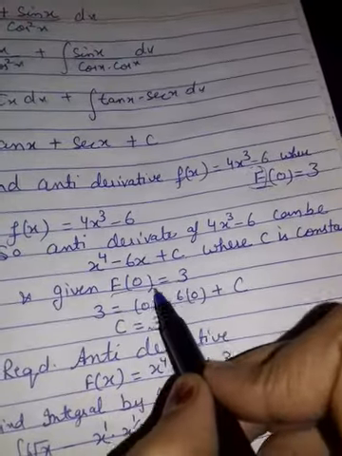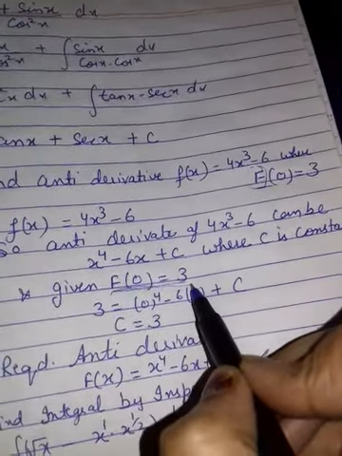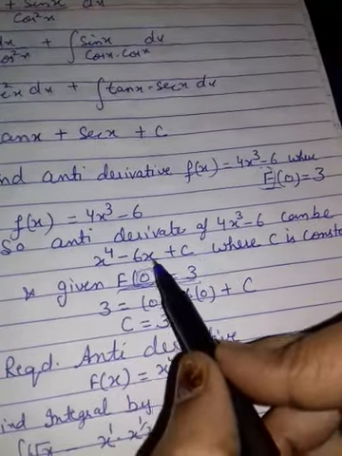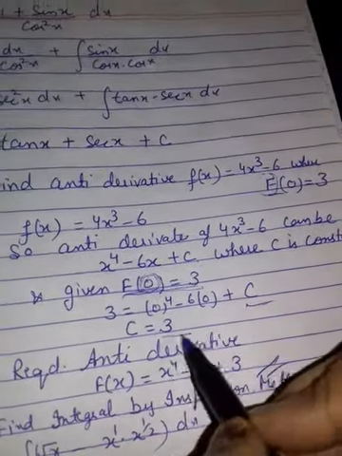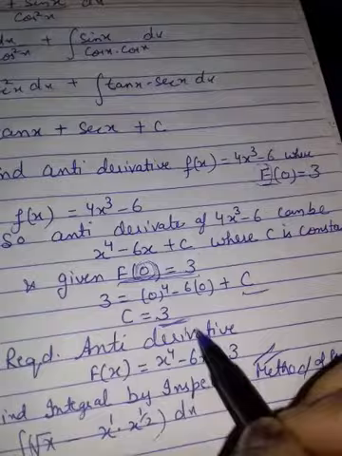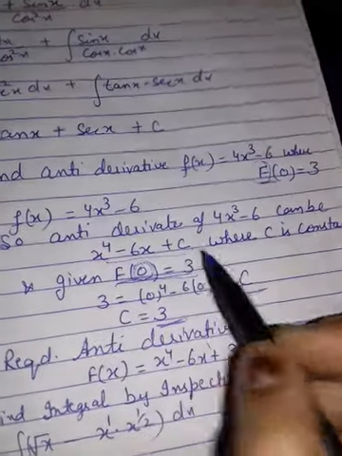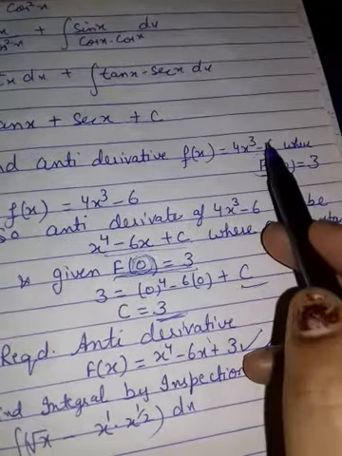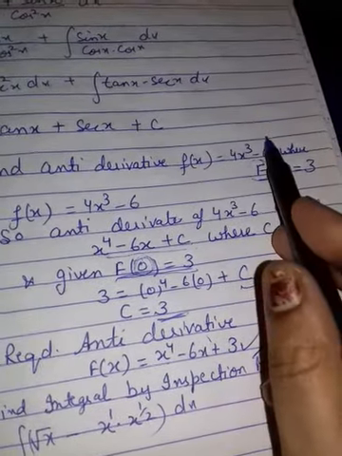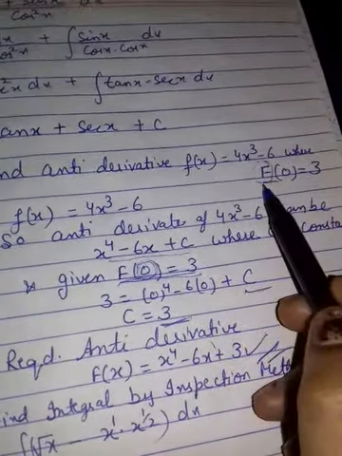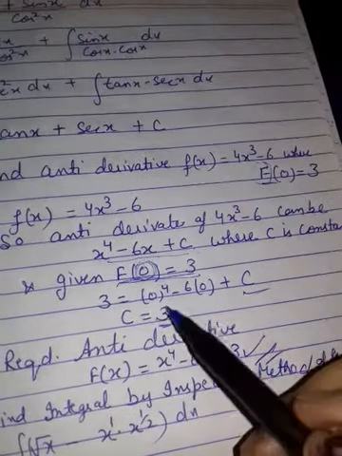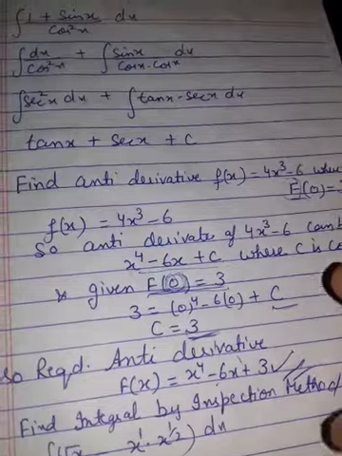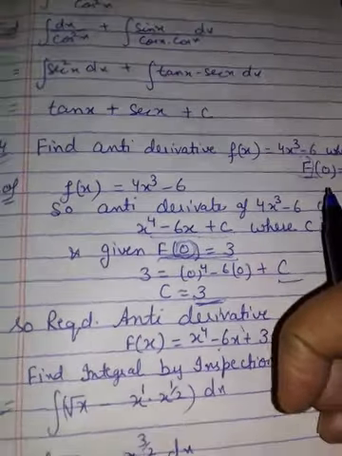This is given to you: f of 0 equals 3. So x is working as 0. I put 0 here and got the value 3. So your f of x is x raised to the power 4 minus 6x plus 3. What I did: first I thought whose derivative is given, then I put x equal to 0 to find the value of c. So I got the antiderivative of the given function.